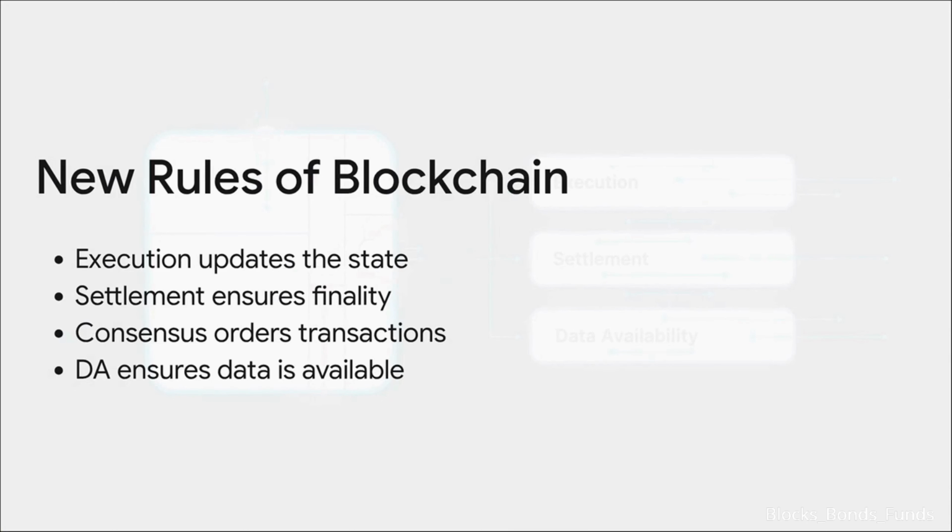Okay, so let's reframe our mental model entirely. These are the new rules of blockchain. Execution decides what happens. Settlement decides what becomes permanent. Consensus agrees on the order, and data availability decides if anyone can actually verify it. For years, these functions were treated as one single, struggling machine. But the future clearly belongs to architectures that recognize they were never the same thing to begin with.